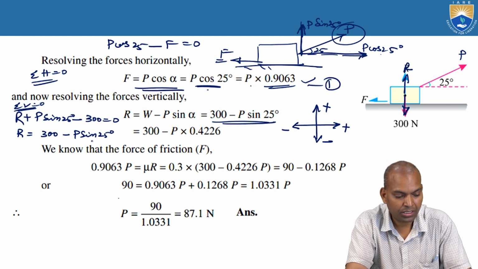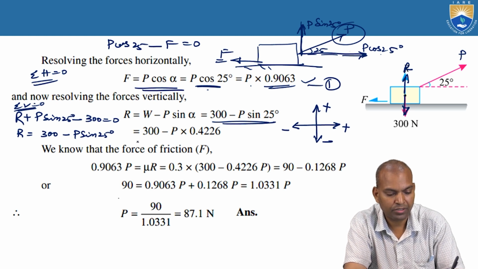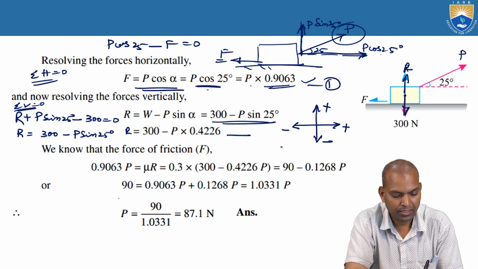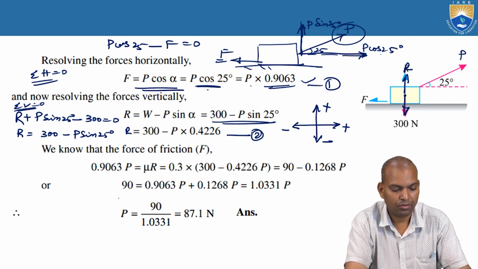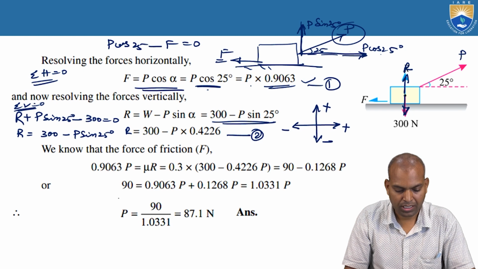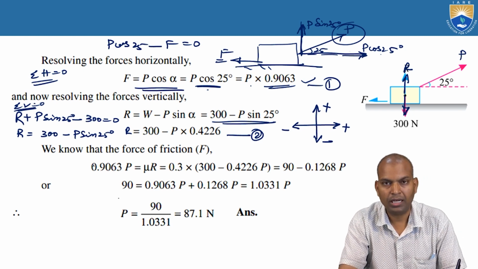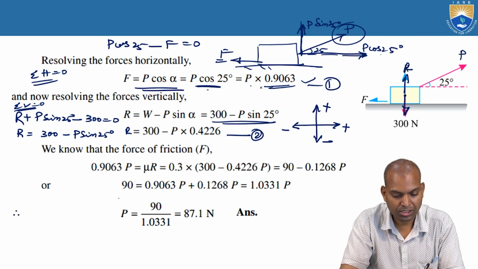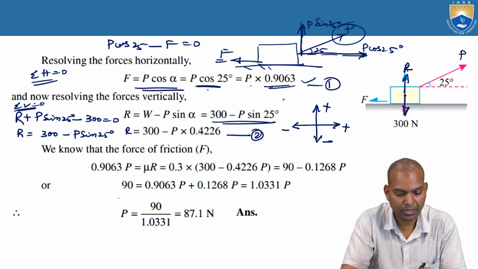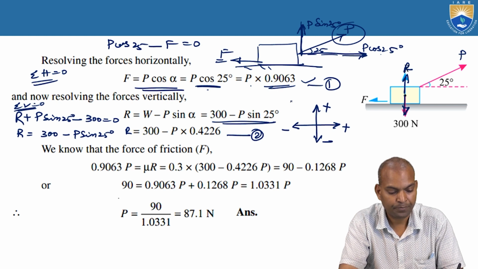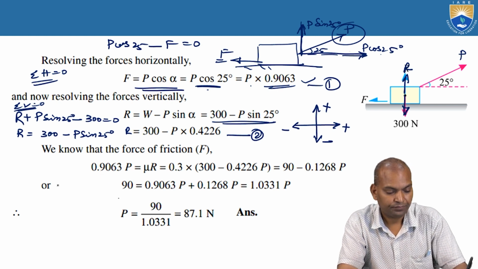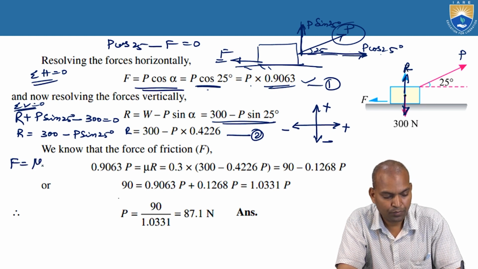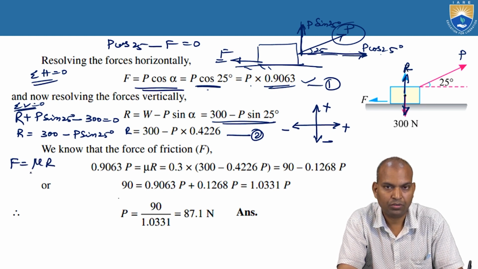This is another equation, R equal to 300 minus P sin 25. This is the second equation. Now, we know the force of friction F equal to P cos, that is P times 0.9063. Another expression for the force of friction is F equal to mu times the reaction, F equal to mu R.